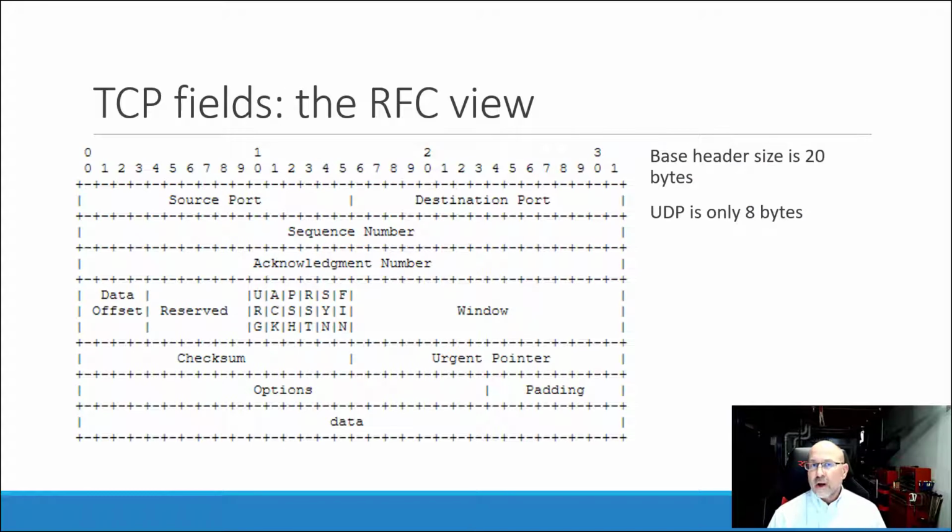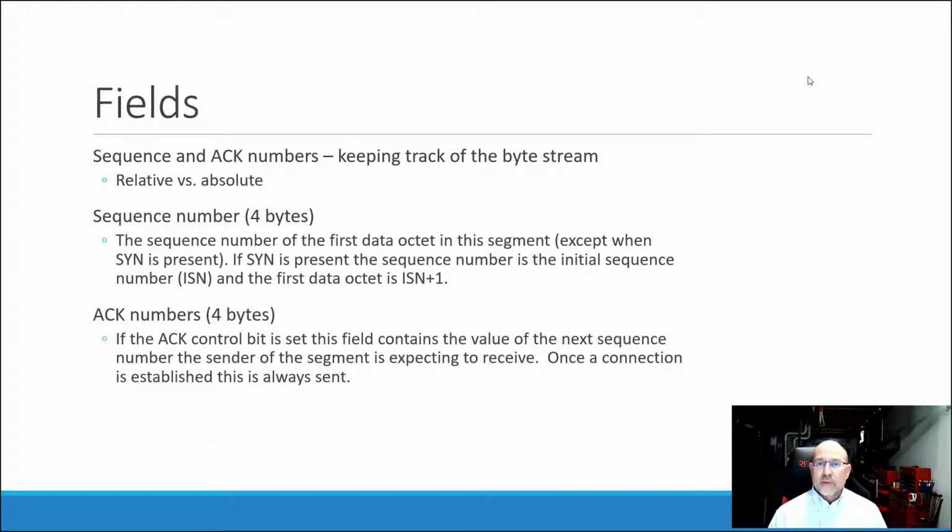And this is just the RFC view of the header, and remember that we are focused on just these two particular fields right here. So the sequence and acknowledgement numbers are what we use to keep track of all the bytes that have been sent between the two sides. So at the beginning of the conversation, what happens is each side picks their sequence number, and the opposite end acknowledges those sequence numbers. So there's two sets of numbers that we have to be aware of.